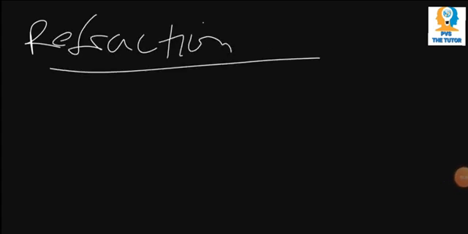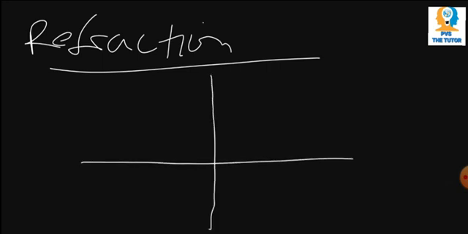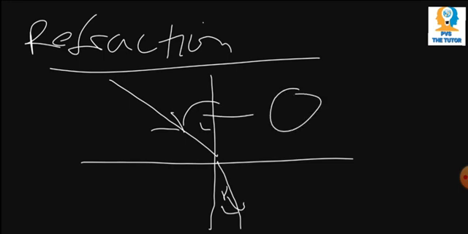Refraction is defined as the bending of light from one medium to the other due to the difference in velocity or in density of the mediums. So if this is a surface and this is a normal, and this is an incident ray, then the ray can bend towards the normal, and the angle here will be formed and the angle there will be formed. So this angle is the angle of incidence and this angle is the angle of refraction.